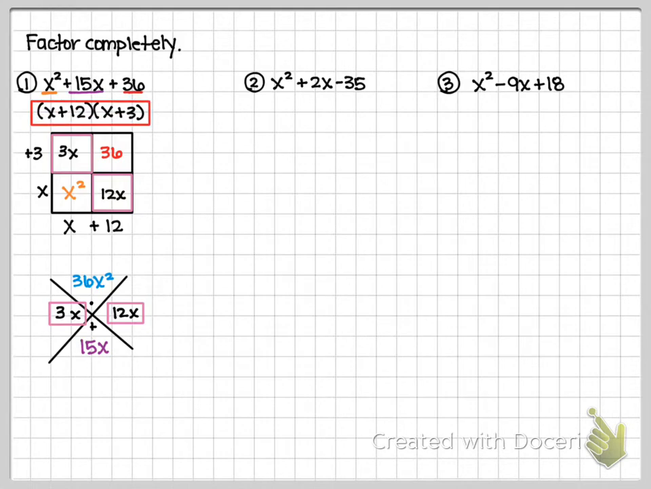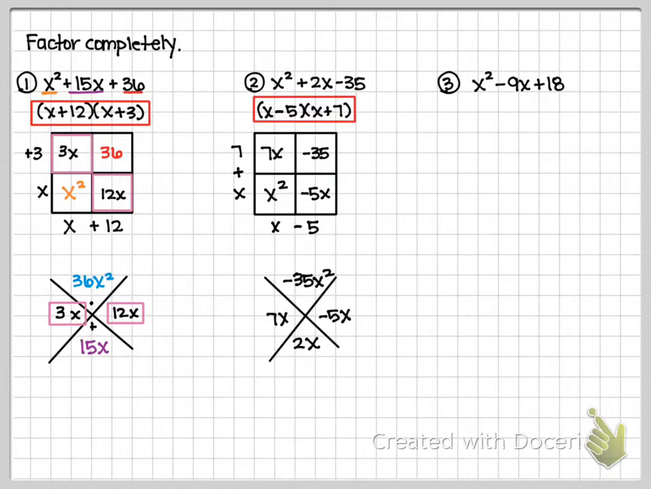Now, question 2 and question 3 are identical to this one in that it's the same process, but the numbers are a little bit different. So I would pause right now if I were you, try question 2, and then unpause and come back and take a look at the work and see if you got the exact same answer. And then we'll do the same process for question number 3.